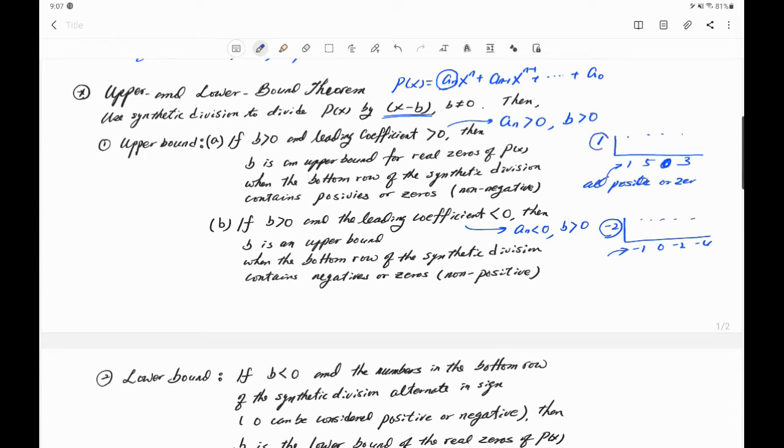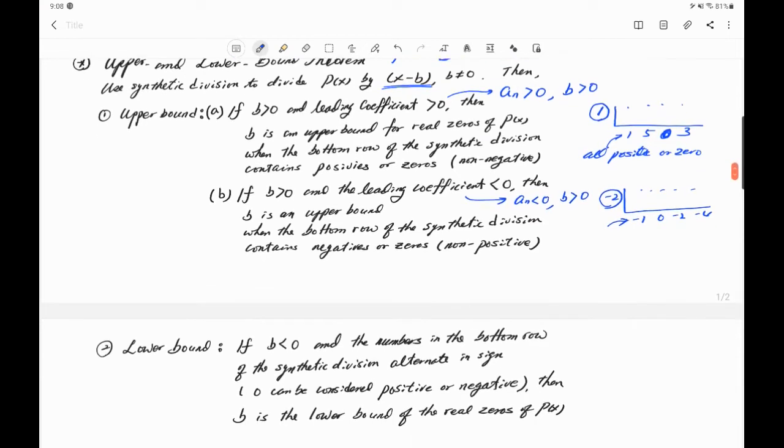So the upper bound is really simple. The leading coefficient is positive, and we are dividing by a positive number, and then the last row is all positive or zeros. Then that's the upper bound. 1 is the upper bound. And if you are dividing by a negative number, and the last row of the synthetic division is composed of negative numbers and zeros, then negative 2 is the upper bound.